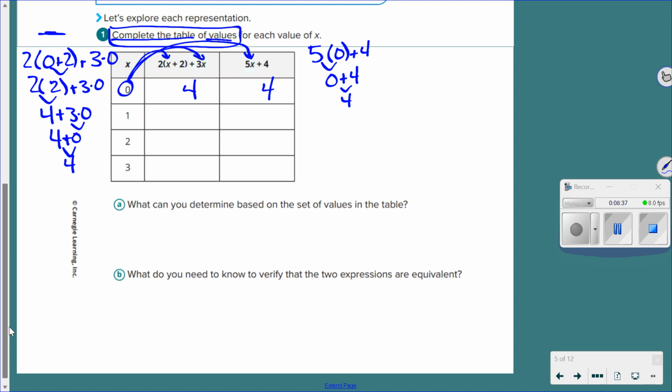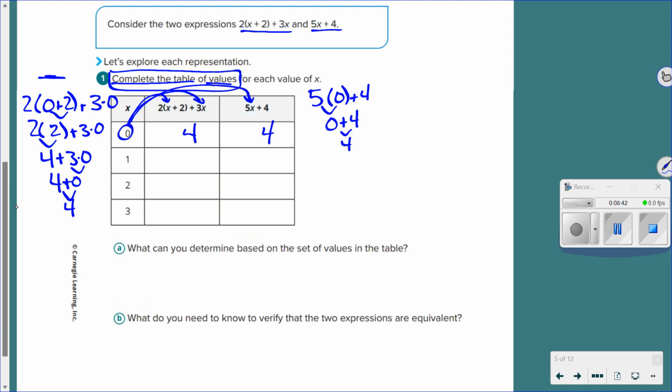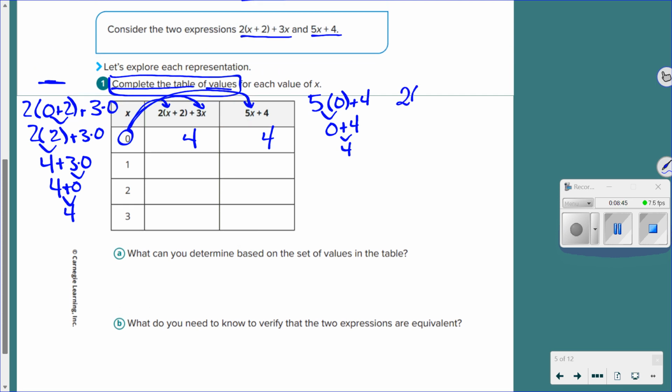All right, for the next one, what am I substituting x for? 1. So all I'm doing is putting it in the problem where x is. What does 3x mean I'm doing? I am multiplying. It's not 31, it is 3 times 1. Make sense? All right, so parentheses, 1 plus 2 is? Come on, guys. 3 times 1 is? 2 times 3? 6 plus 3? 9.